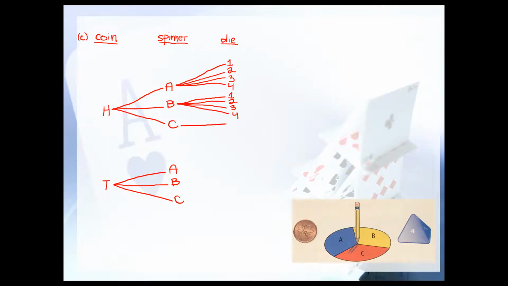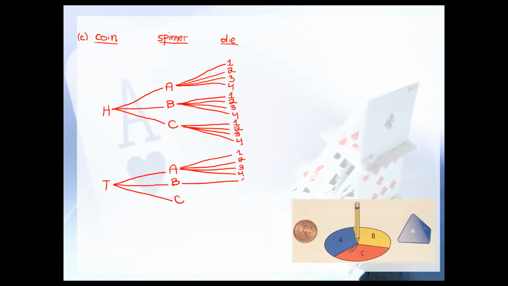And then C goes into 1, goes into 2, goes into 3, goes into 4. Okay, and that's only half of the actual tree diagram. And this actually isn't even that bad. There's not even that many possible outcomes for this experiment. Okay, so then this one, same thing. We can go tails, then A, and then we can go into 1, 2, 3, 4.